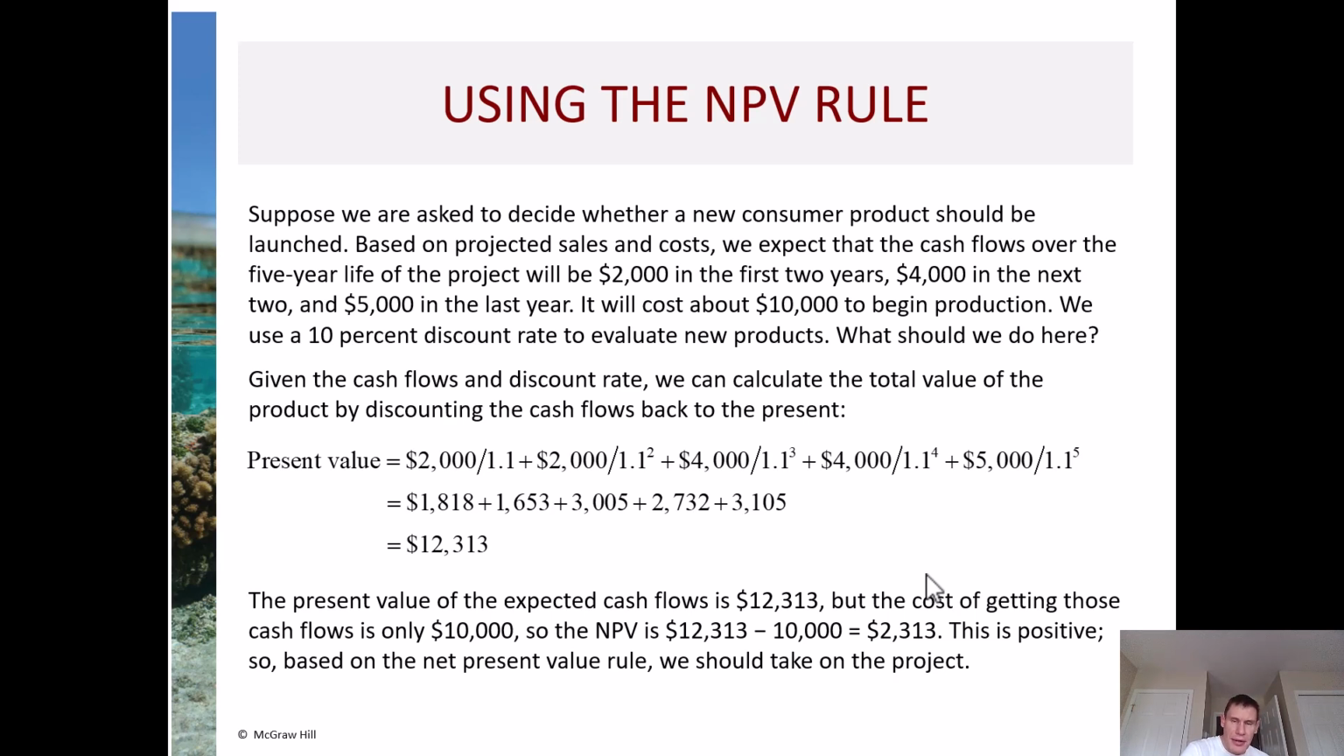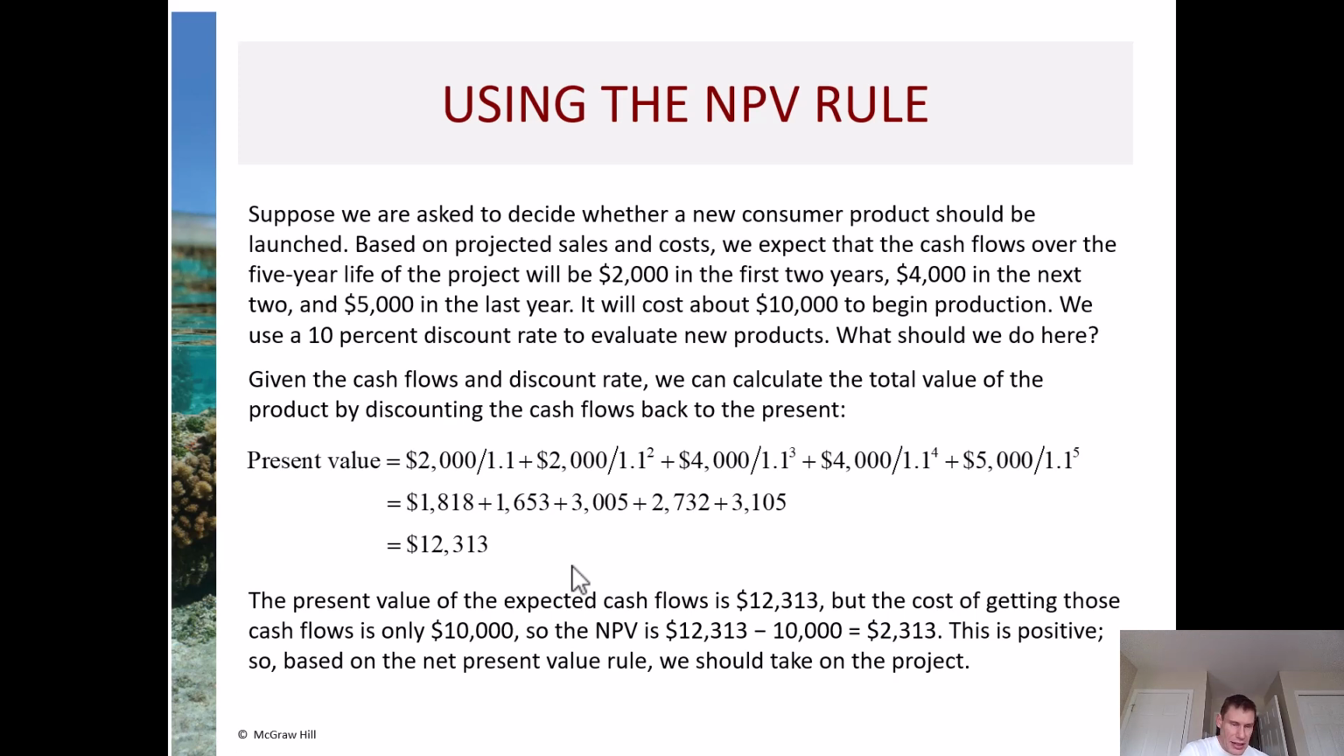So given the cash flows and discount rate, we can calculate the total value of the product by simply discounting the cash flows back to the present. So the present value of the 2,000 over 1.1 plus 2,000 over 1.1 to the power of 2, because it's the second year, and then in the third year, 4,000. You can see the 4,000 for the next 2 years to the power of 3 and 4, and then 5,000 over 1.1 to the power of 5. Again, 1.1 is the discount rate because it's 10%. If we simplify that out, we get 12,313. So that represents the present value of the expected cash flows.